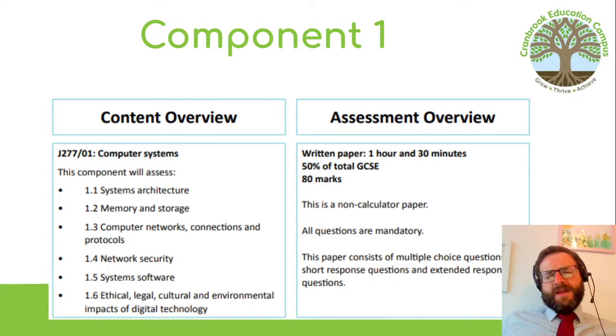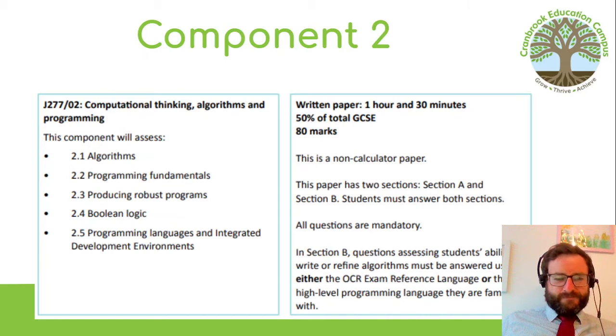So in a nutshell, we've got component 1, which is systems architecture, memory and storage, computer networks, connections and protocols, security such as the hacking and DDoSing, systems software, and then the legal and ethical and cultural side of things. This is a single paper, which is an hour and 30 minutes, and it's worth 80 marks.